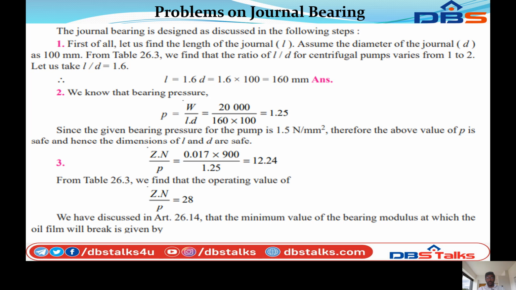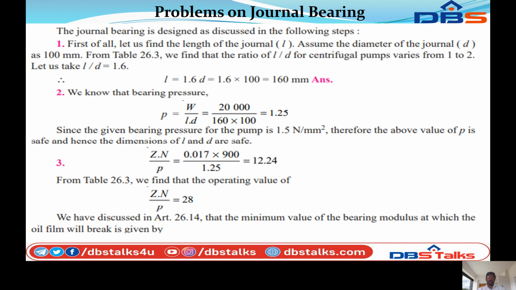So next step, ZN by P is equal to 0.017 into 900 by 1.25, that is equal to 12.24. So from the table, we find the operating value ZN by P is equal to 28. We have discussed in article 26.14 the maximum value of the bearing modulus at which the oil film will break. So from the tabular column we can take ZN by P as 28.